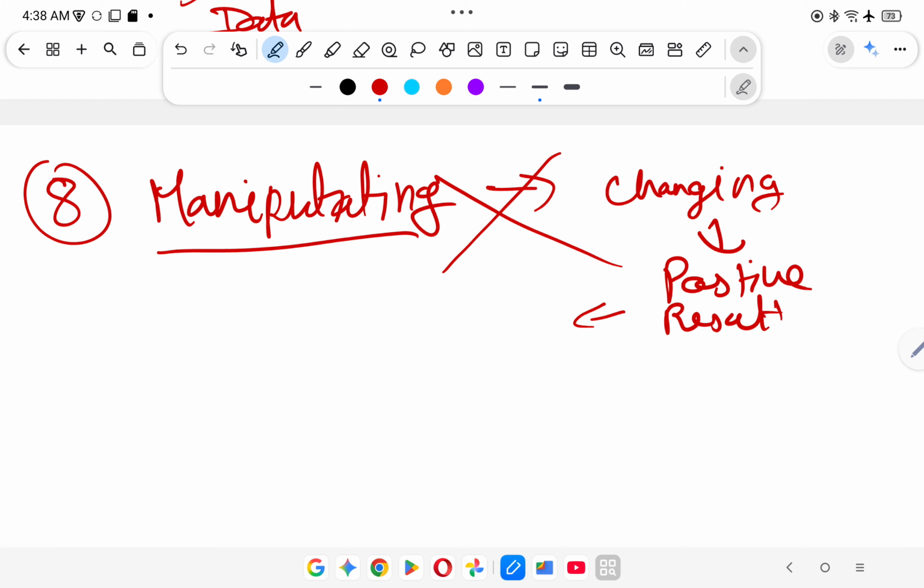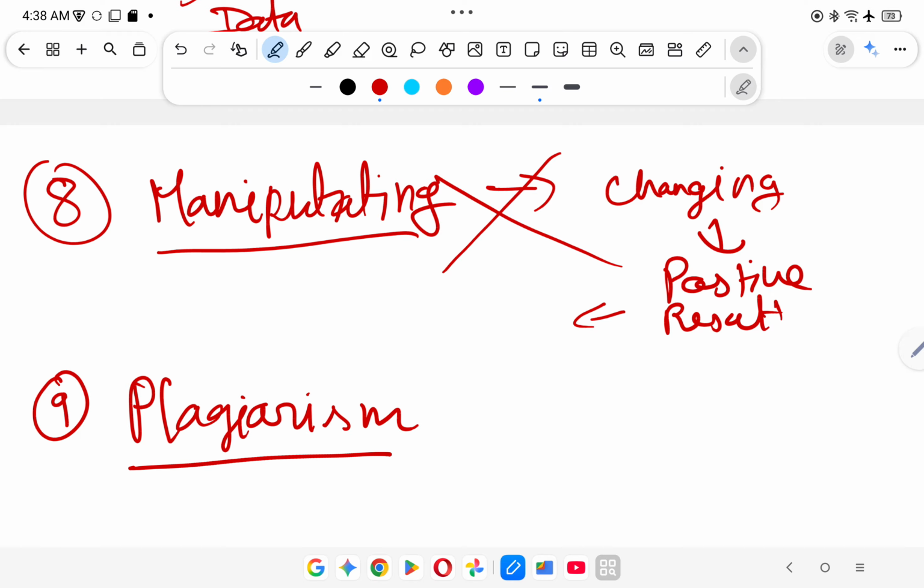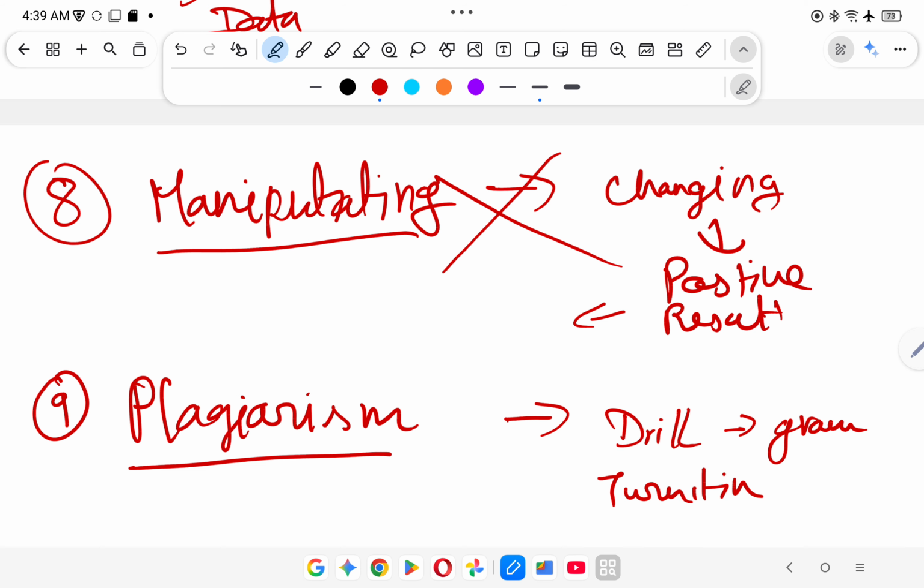So, plagiarism: taking somebody else's work and claiming it as your own work, copying something from somewhere, just rephrasing it and using it as your own work. There are plagiarism detectors like Drillbit, Grammarly has one, and then Turnitin. These plagiarism softwares will not be able to detect it if you rephrase it enough, right?